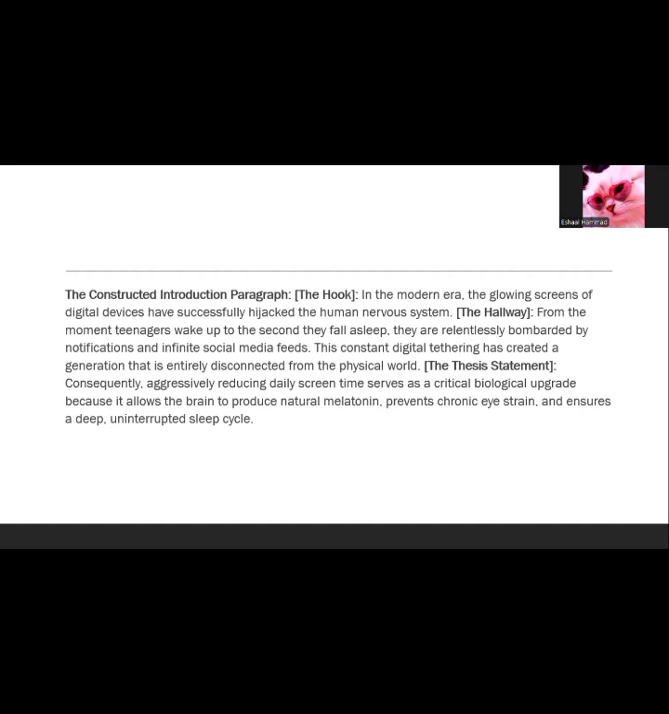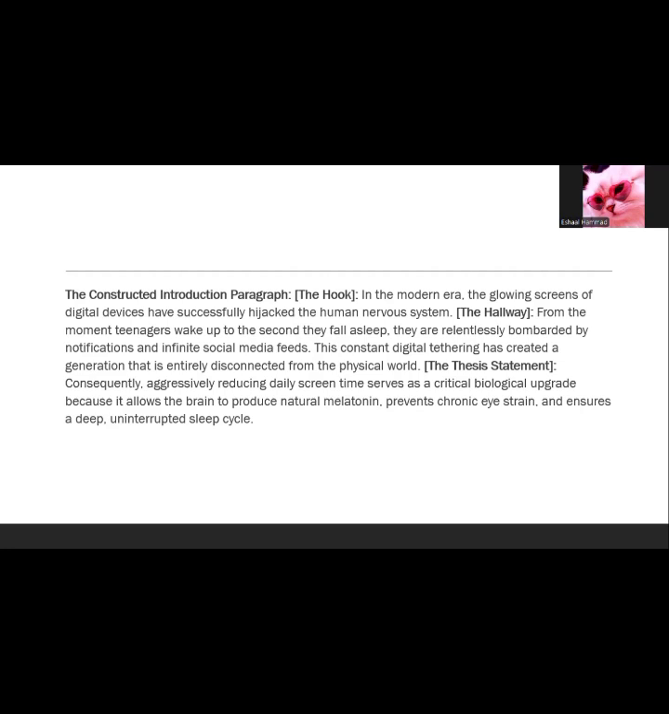Now the hallway before the thesis statement. "From the moment teenagers wake up to the second they fall asleep, they are relentlessly bombarded by notifications and infinite social media feeds. This constant digital filtering has created a generation that is entirely disconnected from the physical world." We have completed our hallway or the background here.